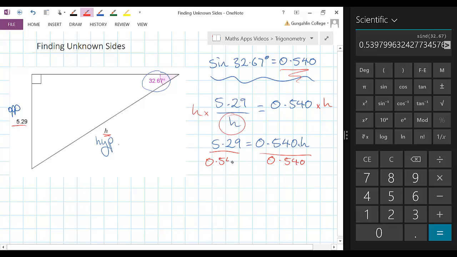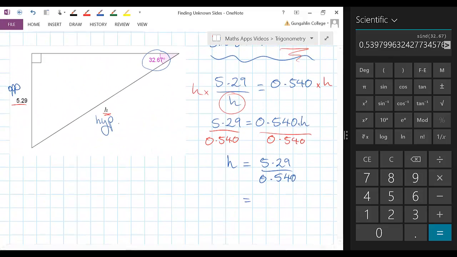So I get h equals 5.29 divided by 0.540. So I've got to the same result, but this is the logic. I'm rearranging the equation and making h the subject. So if I work out what that value is, 5.29 divided by 0.54, I don't really need the 0, and I get h equals 9.8, and again I'm going to go to one decimal place, 9.8 is my value for h in this question. So this side has to be 9.8 long.